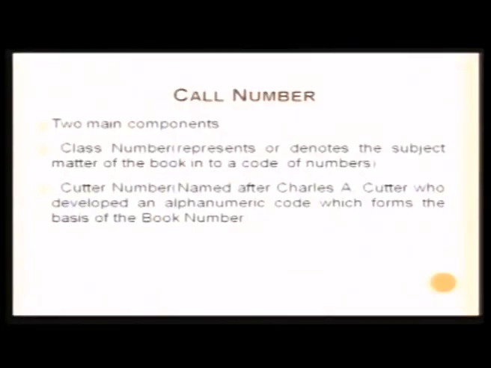Call number has two components. First one is class number. It represents or denotes the subject matter of the book into a code of numbers. That means class number is a code. It may be alphanumeric, it may be just alphabets, or it may be just numbers, and it represents the subject matter of the book. And Cutter number is named after Charles A. Cutter, who developed an alphanumeric code which forms the basis of the book number.